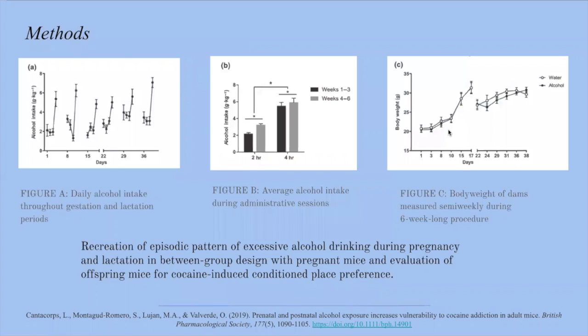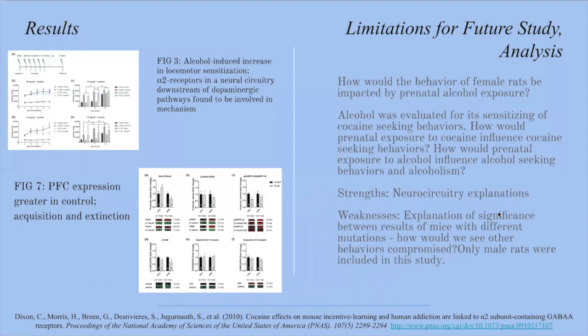For the methods, the creation of an episodic pattern of excessive alcohol drinking during pregnancy and lactation, in a between-group design with pregnant mice, and evaluation of offspring mice for cocaine-induced conditioned place preference. And we could see these different graphs.